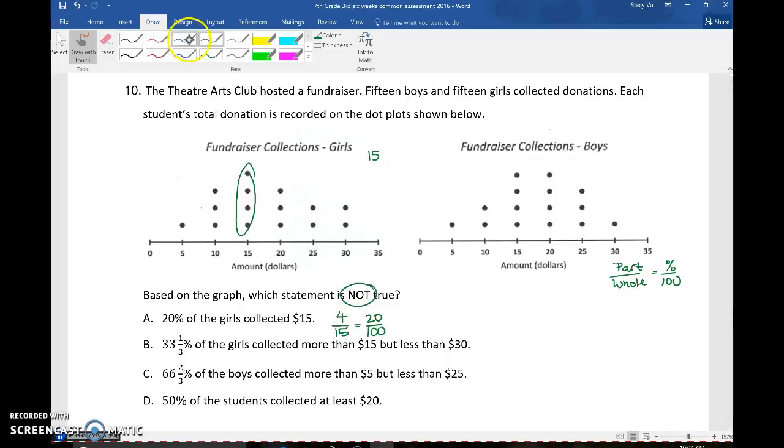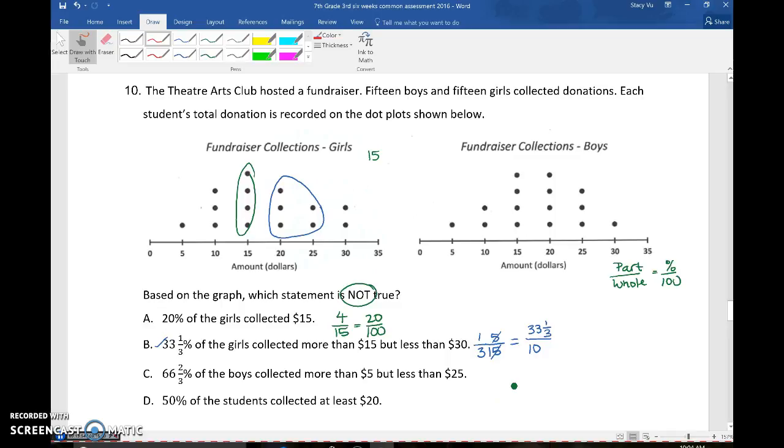And then you're going to set up a proportion for each one. So this one says 33 and a third percent of the girls collected more than 15 and less than 30. So these 1, 2, 3, 4, 5 out of 15 is 33 and a third out of 100. Remember, we're looking for not true. So I know I can reduce this by dividing by 5. So 1/3 is 33 over 100. Seems true.